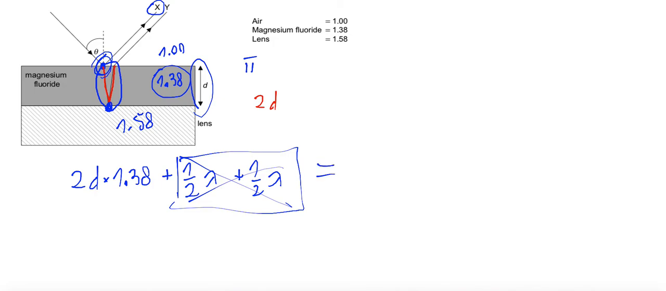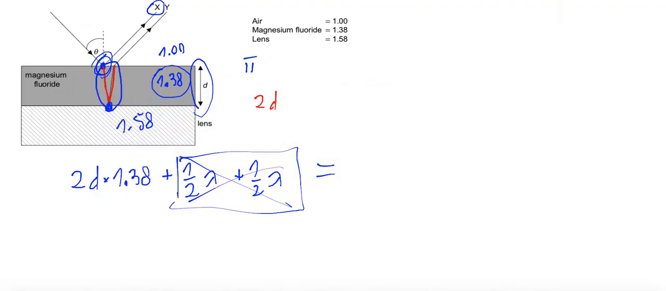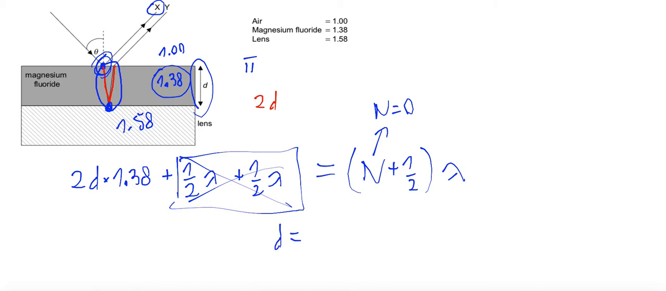And this must be equal to the condition for destructive interference. So destructive interference is if the path difference is equal to n plus half of lambda, and for minimum thickness, n equals 0. So finally you have d equal to lambda, which is given, divided by 2 times 1.38. Is it clear?